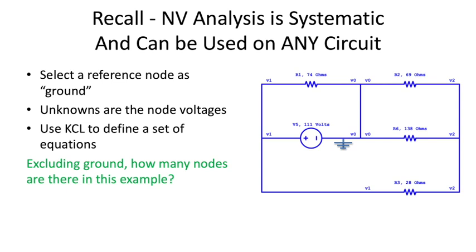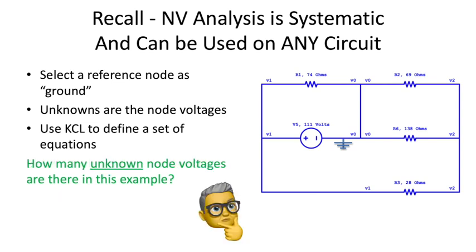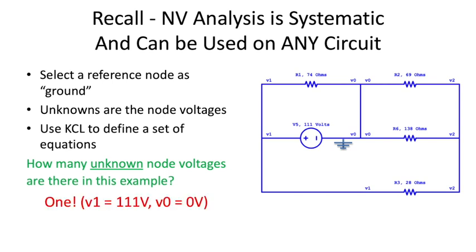Excluding ground, how many nodes are there in this example? There are 2 nodes. How many unknown node voltages are there in this example? Actually, there's just one. Thanks to this source right here at 111 volts and the fact that the negative terminal is connected to ground, we immediately know the node voltage V1. It's 111. V0, the ground node, is assumed to be at 0 volts.